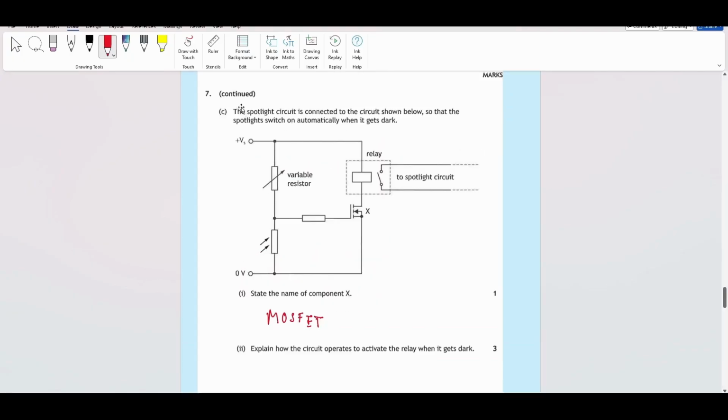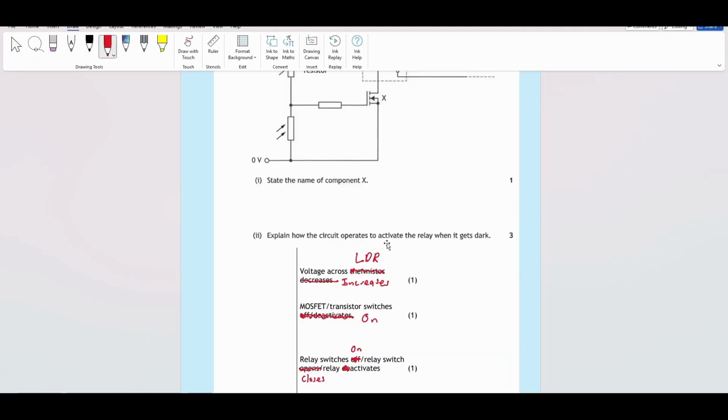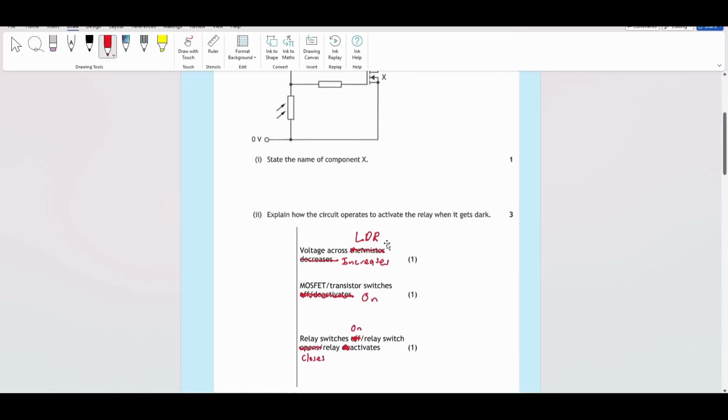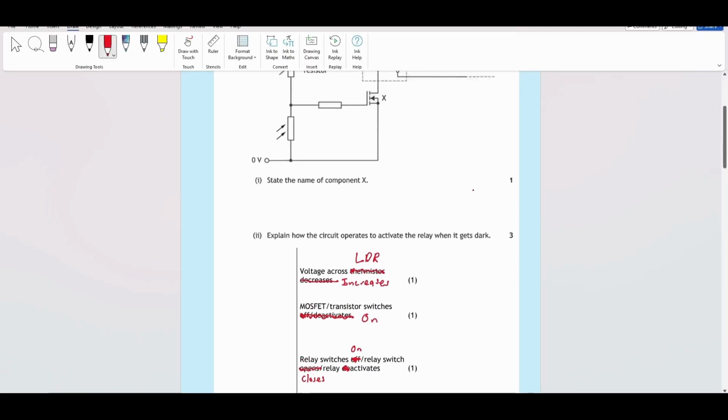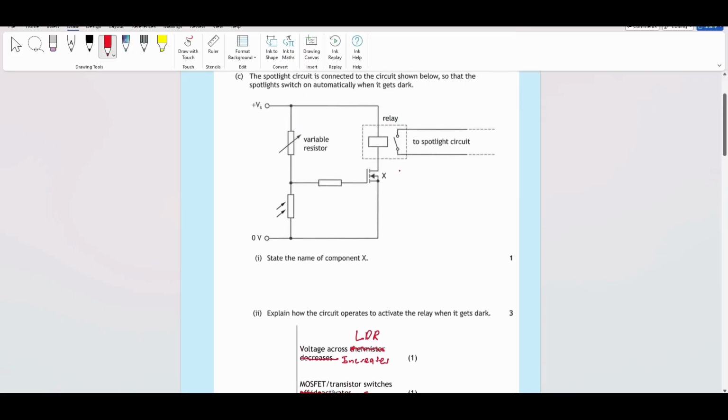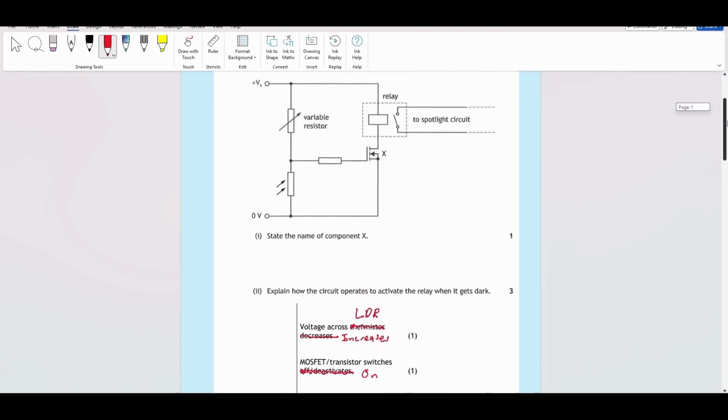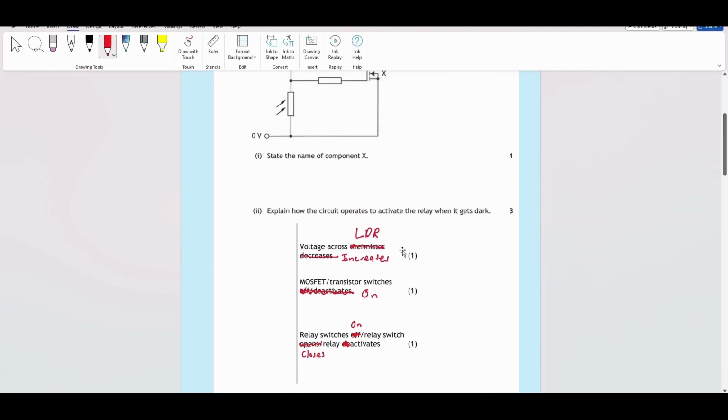So 7C says the spotlight circuit is connected to the circuit shown below so that the spotlights switch on automatically when it gets dark. I says to state the name of component X, and this is called a MOSFET. So part 2 says we have to explain how the circuit operates to activate the relay when it gets dark. So this circuit question is quite common in exams, and just to make it easier, I provided the marking scheme, what it should look like.